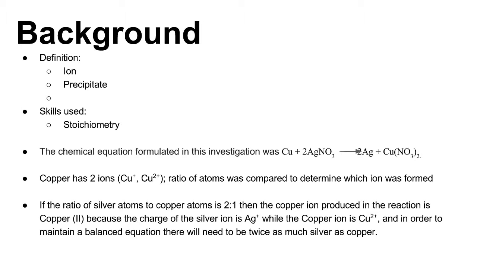Due to the data collected, it is assumed that if the ratio of silver atoms to copper atoms is 2 to 1, then the copper ion produced in the reaction is copper 2, because the silver ion has a charge of only 1, while the copper ion is Cu2+. And in order to maintain a balanced equation, there will need to be twice as much silver as copper.